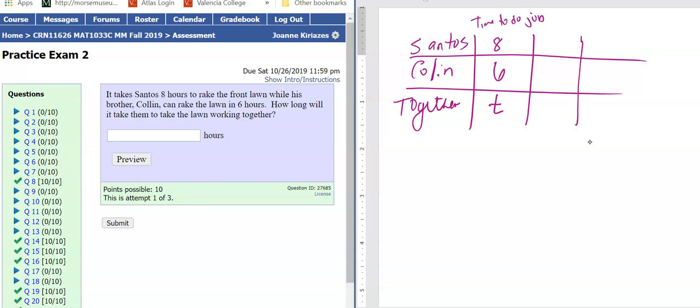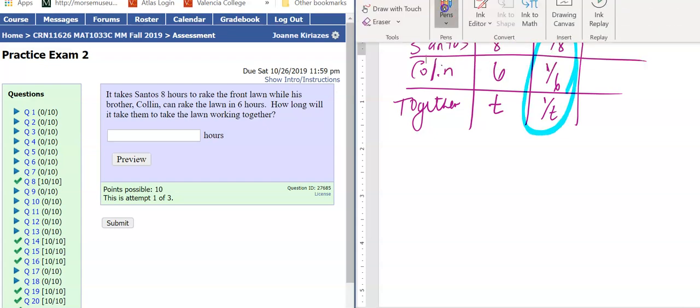Okay, now, the second column, this is the tricky part, be careful. All you're asking for here is how much of the job could you do in 1 hour? So if you can do the job in 8 hours, in 1 hour, you would get 1/8 of the job done. And in 6 hours, you'd get 1/6 of the job done. And then together, you get 1/t of the job done. All right, now, you're going to look at this column right here. Okay, that's what we're going to use to set up our equation.